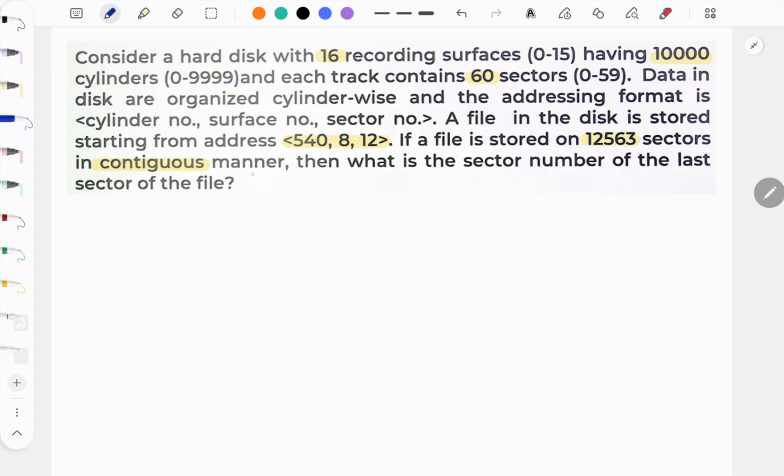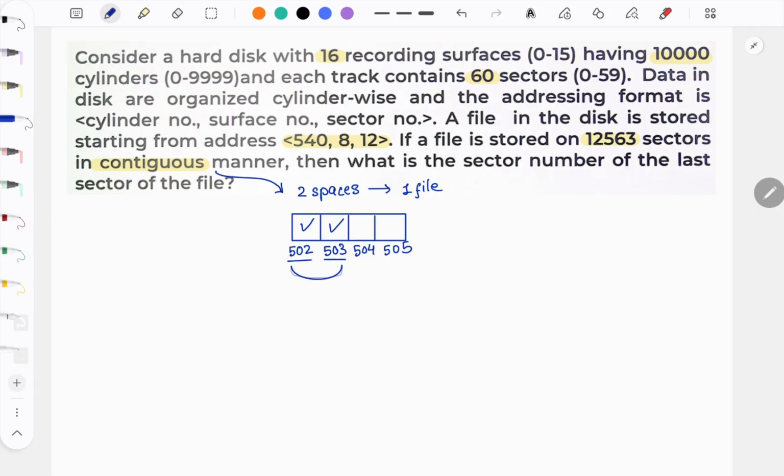Now what this line says is that, for example, we need two spaces to store one file, and this is the space where we are keeping all the data regarding this file. Let's say the sector numbers are 502, 503, 504, 505. So we will need two spaces. We'll use this space and this space. The starting number was this and the ending number was this. So we used these two places to store this whole file. This was a hypothetical case.